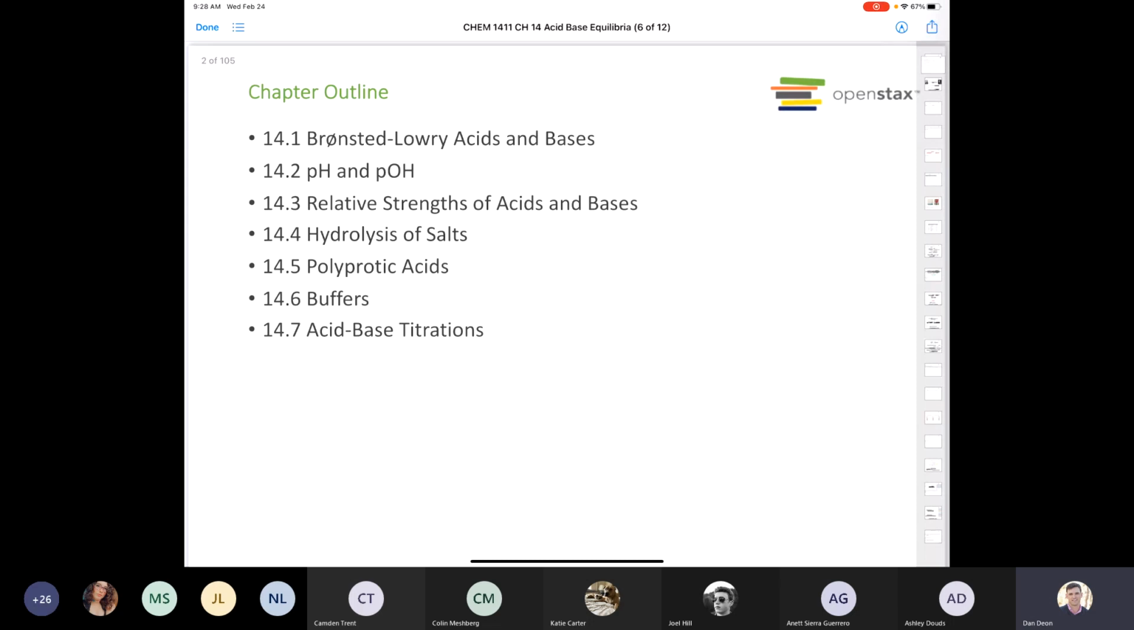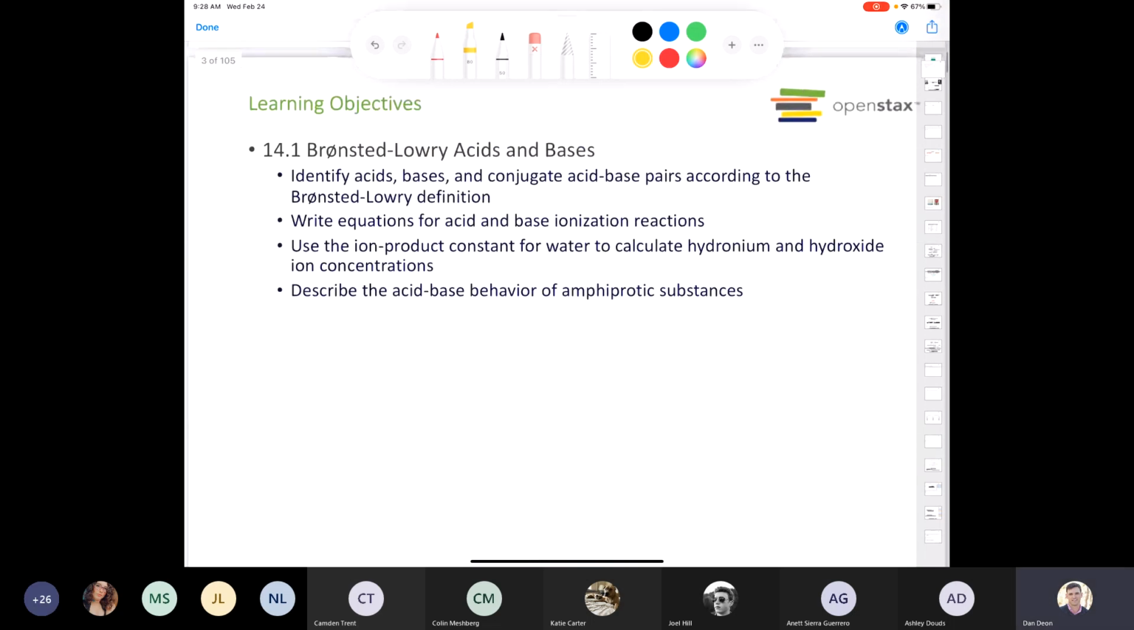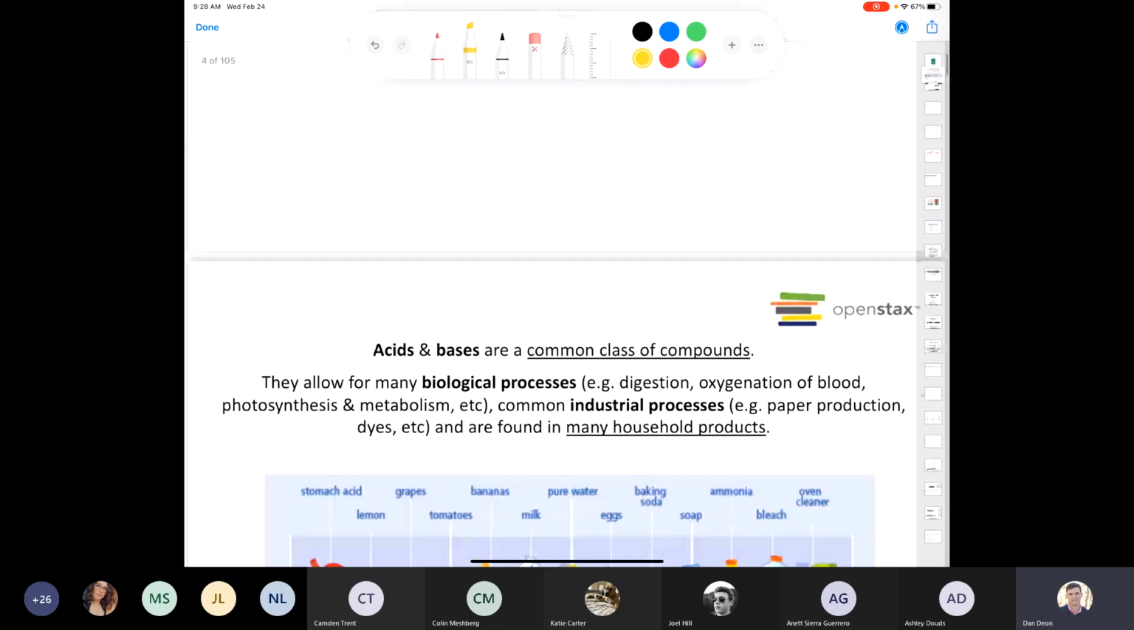Today, we're going to spend some time talking about Bronsted-Lowry acids and bases. And we're also going to talk about pH and pOH. And we're also going to talk about other definitions of acids and bases besides Bronsted-Lowry. Okay, so let's get started by talking about Bronsted-Lowry acids and bases.